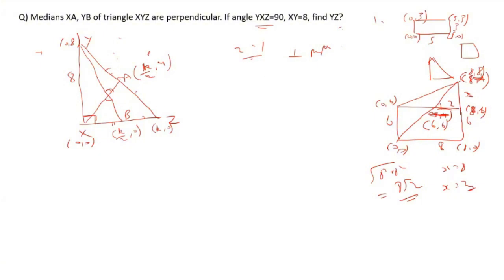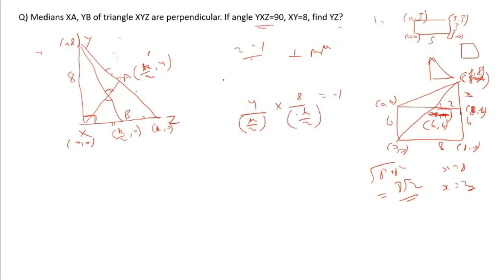Let's do that. So the slope of this line would be nothing but 4 minus 0 upon k by 2 minus 0, which is 4 upon k by 2. This is the slope of this, multiplied by the slope of this median. So 0, 8 and k by 2, right? So 8 minus 0 is 8. 0 minus k by 2 is minus k by 2.